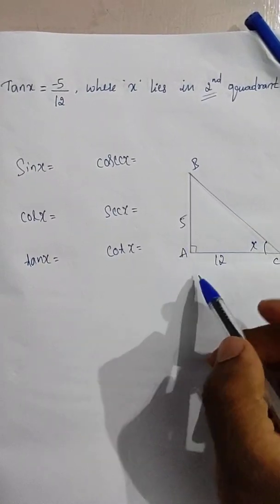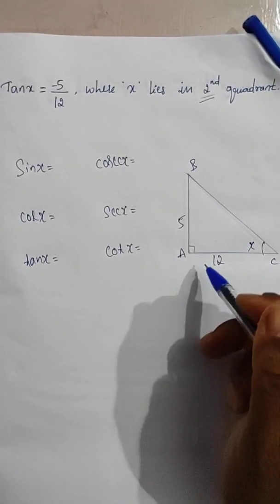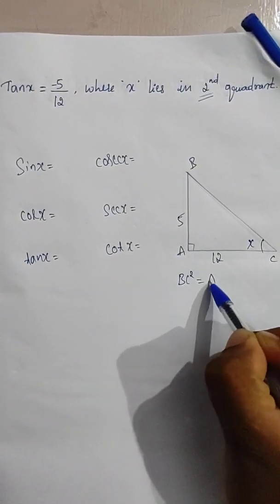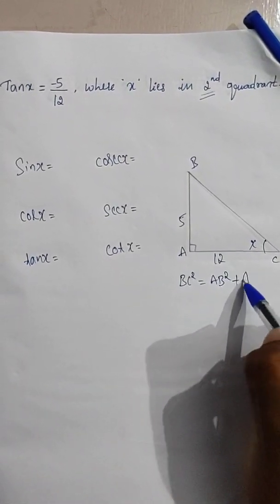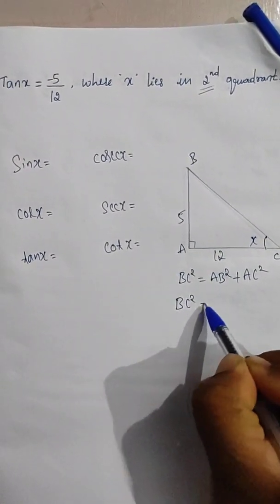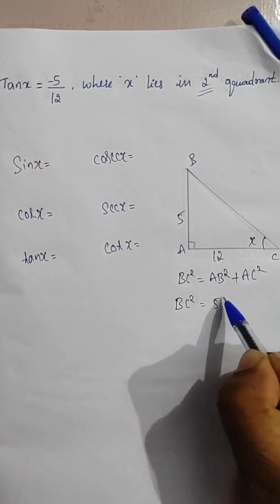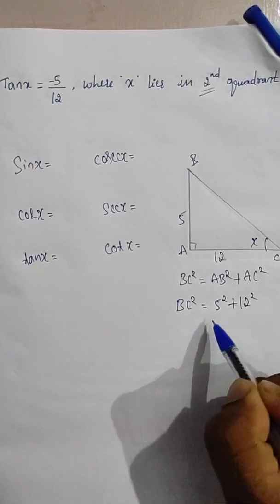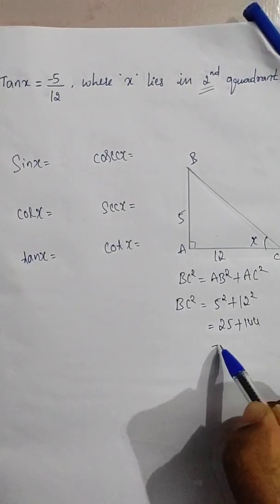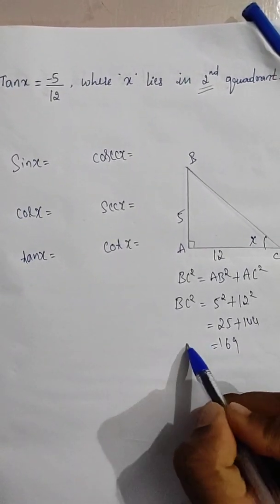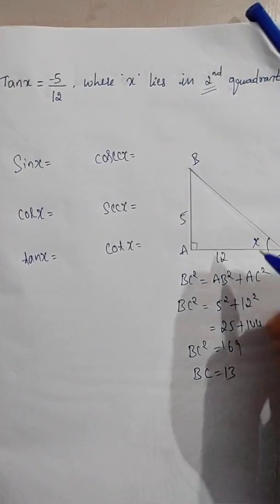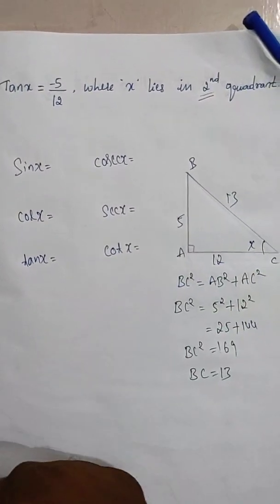To find the hypotenuse, you make use of the Pythagoras theorem. What is the Pythagoras theorem? Hypotenuse square is equal to the sum of the squares of the other two sides, AB square plus AC square. Now you want to find BC. BC square is equal to 5 square plus 12 square. 5 square is 25, 12 square is 144, which gives 169. So BC square is equal to 169, and BC is 13. The hypotenuse will become 13.